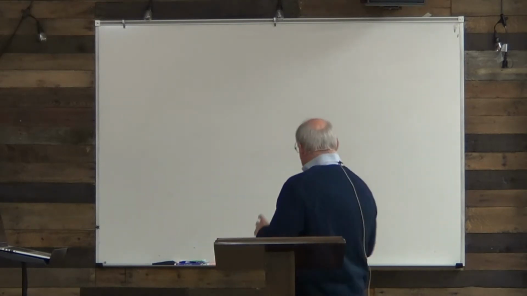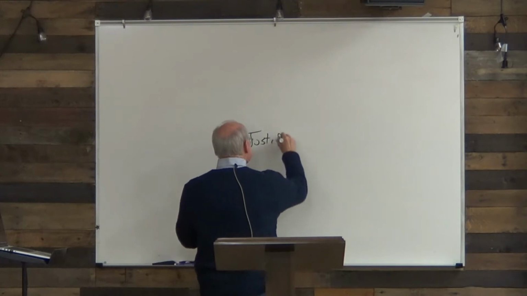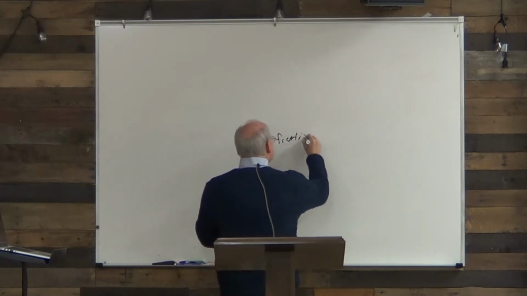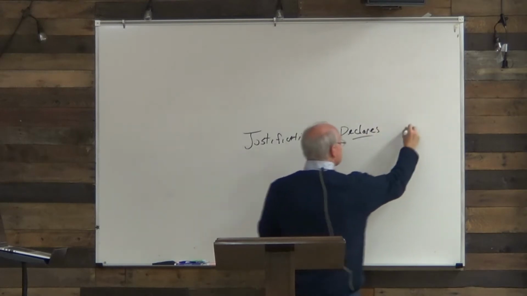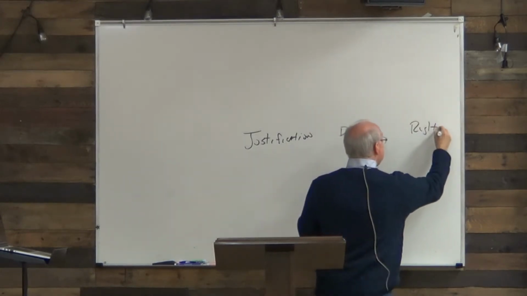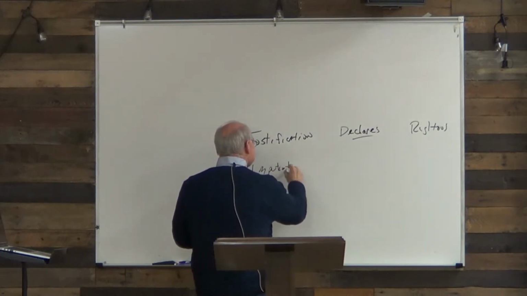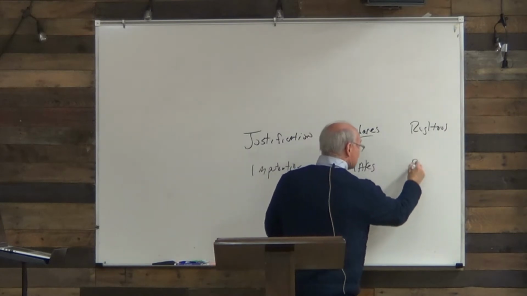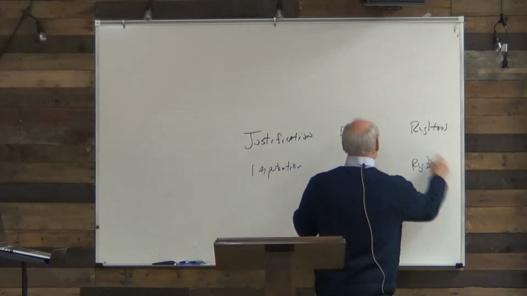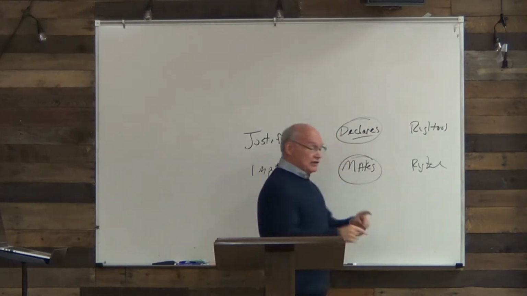Now, remember, we're going to come back to this, but justification does what? Declares you righteous. But imputation makes you righteous. See, this one says, you're right. This one says, I'm making you right. I'm crediting to your account.